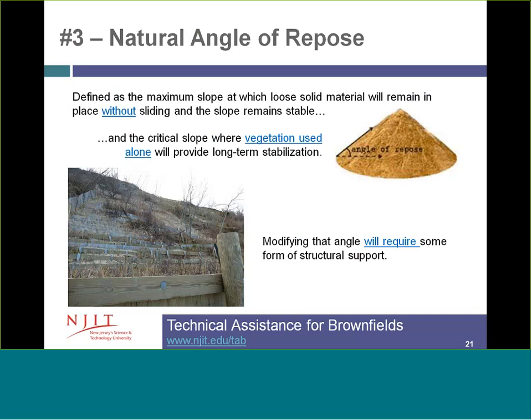Always understand your soils before you get involved in developing a practice, and making sure that you have that natural angle considered before you start using vegetation alone. If you do have to exceed that angle of repose, then you're going to require some additional structural support.